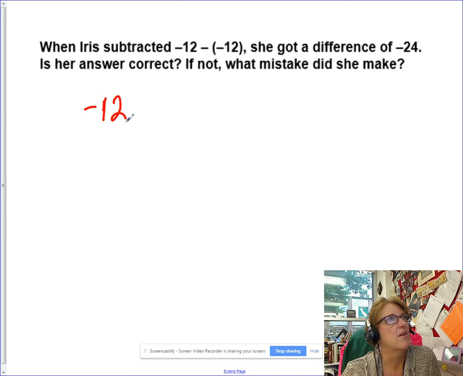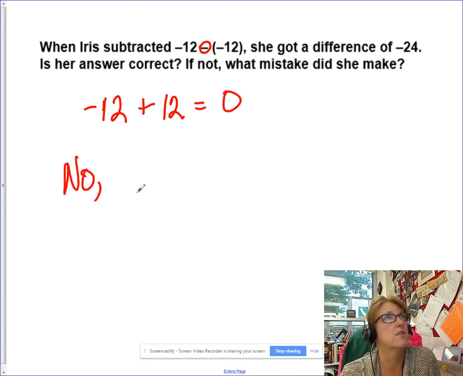Let's see. So keep the -12. I change this to add. The opposite of -12 is +12. That should be 0. Is she correct? No, I'm sorry, Iris, you weren't. What mistake do you think she made?